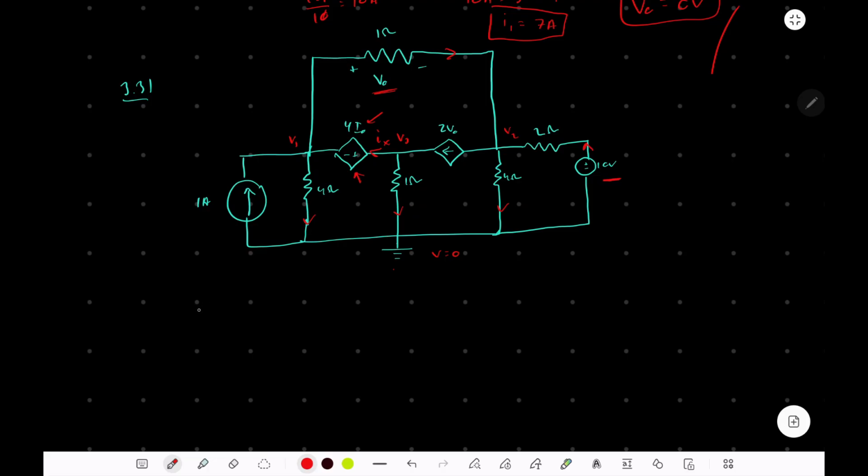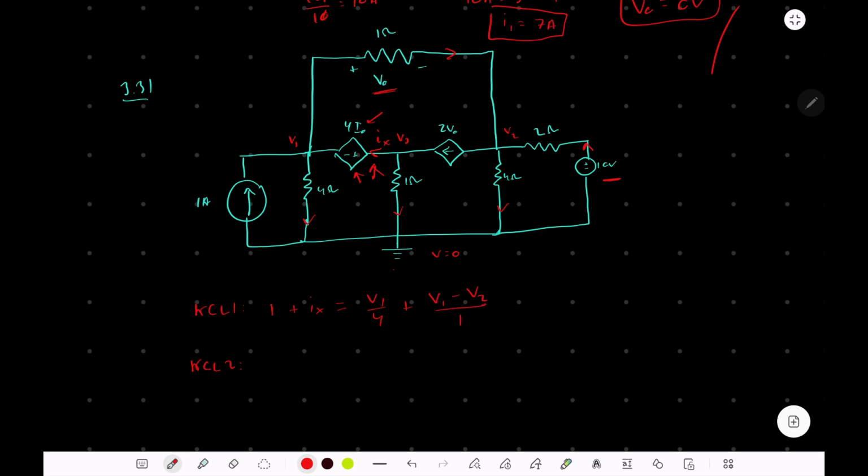So KCL1, we could set that up to be 1 amp flowing into it plus IX flowing into it from this branch here. And that's a current dependent voltage source, and so it'll have an unknown current. And so then the currents flowing out of node 1 are V1 over 4 ohms plus V1 minus V2 over 1.